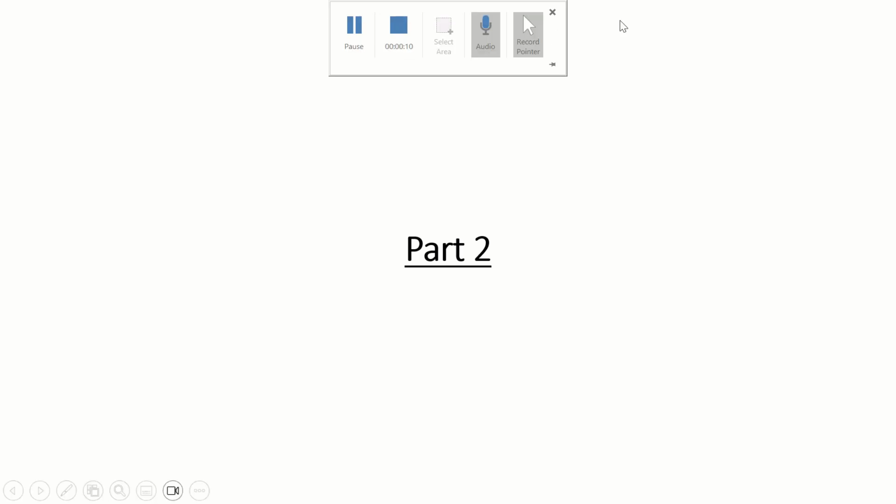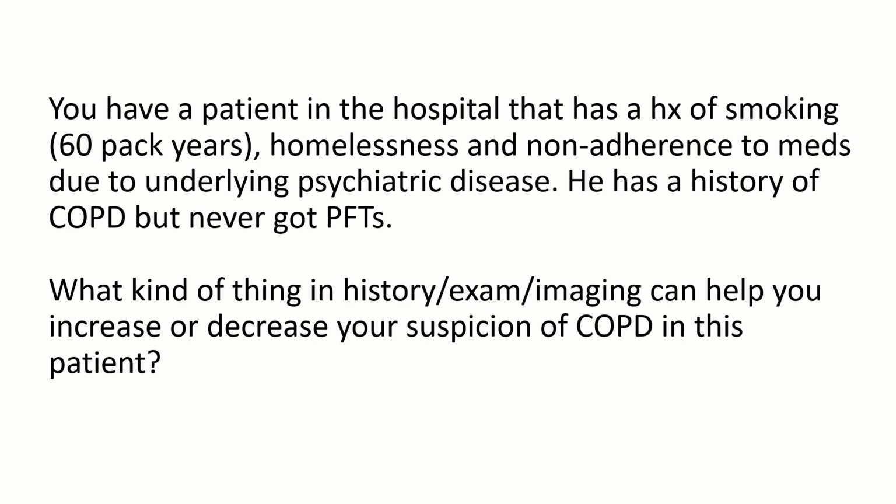So, part 2 of our airway disease. This is not a mixed-up question. Basically, a patient comes to the hospital with a history of smoking with 60-pack years, homelessness, non-adherence to meds, generalized psychiatric disease. The patient has a history of COPD but never got PFTs, and really presents with dyspnea.